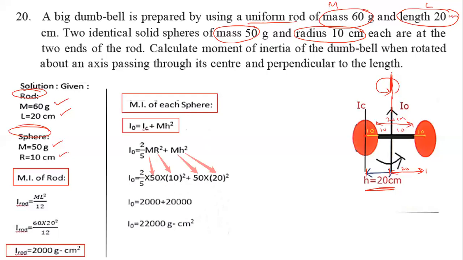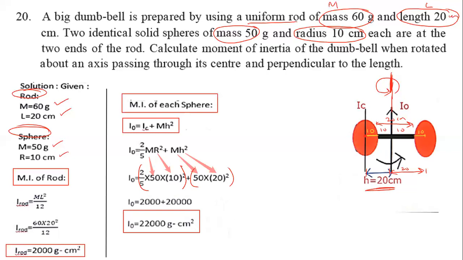After solving this calculation, we get 2000, and this multiplication is 400 into 50. It is 20,000. 20,000 plus 2000 is 22,000. So 22,000 is MI of one sphere. So two spheres are there. So we can write the moment of inertia of both the spheres is 22,000 plus 22,000 means 44,000.